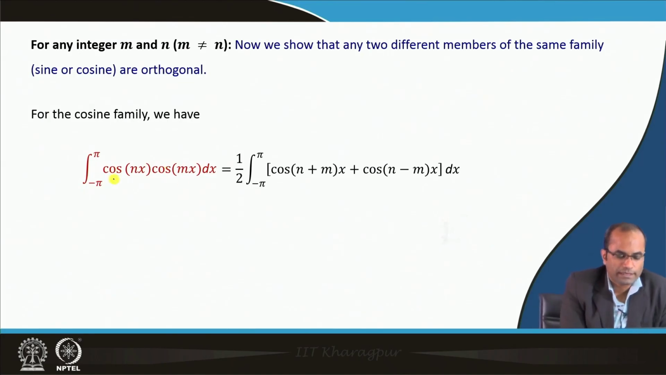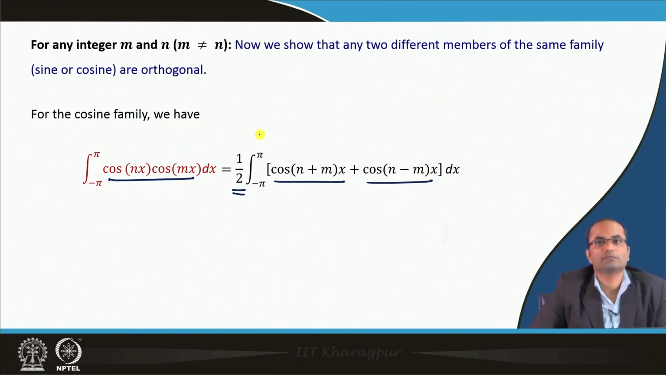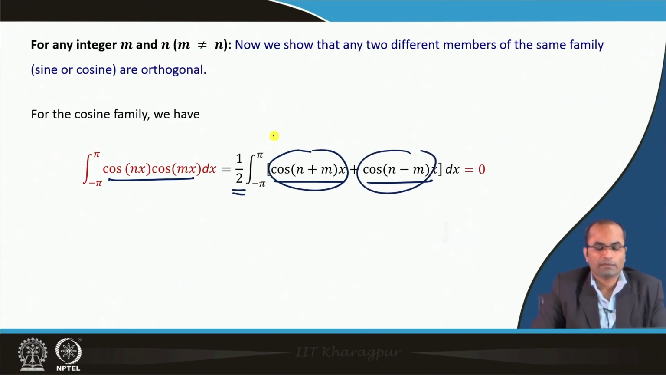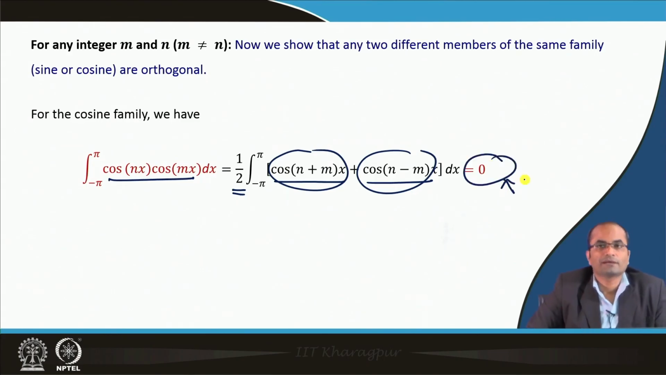So, in this case we again use the trigonometric identity 2 cos a cos b. So, with half here, cos of (n x plus m x) and then cos of (n x minus m x), and the integral is from minus pi to pi. So, here the sine will come when we integrate, here also sine will come, and then with pi and minus pi, in either case the value is going to be 0. So, again when we take two different members of the cosine family, the value is 0.